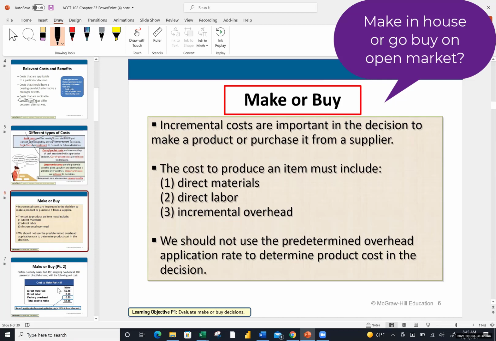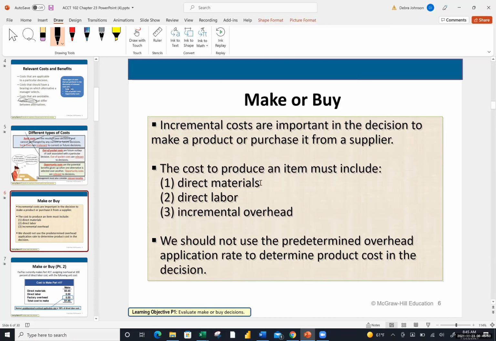So the incremental costs are important. The cost to produce an item, we should be including direct materials. Because of the word direct, those are directly related to producing these goods. We should be looking at direct labor, because again, if you produce it, you incur the cost. If you don't produce it, if you go outside and buy it, you don't have to incur the costs.